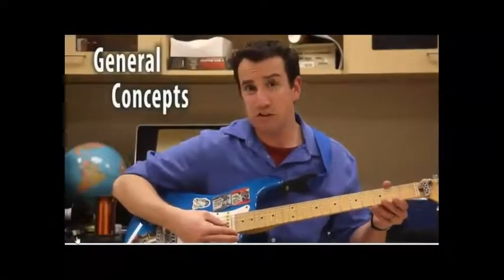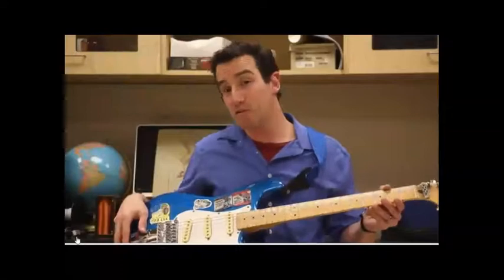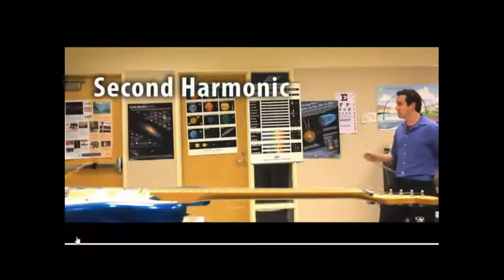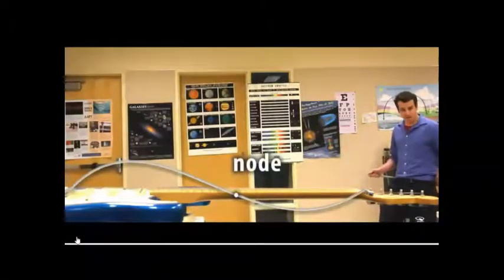Any plucked string on any guitar vibrates at several frequencies at once. Take a look. The note you're trying to play is called the first harmonic, or fundamental, and it looks like this. At twice the frequency is the second harmonic, and it looks like this. Again, at thrice the frequency is the third harmonic, which vibrates like this.